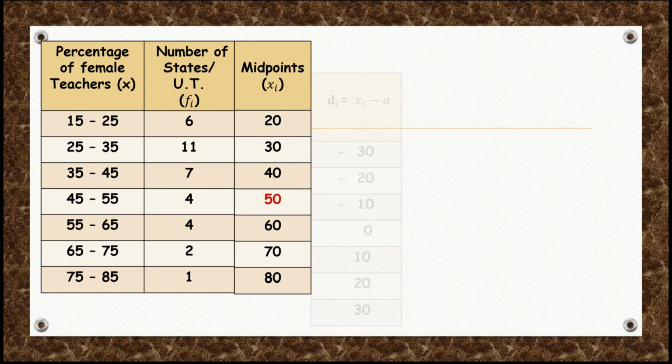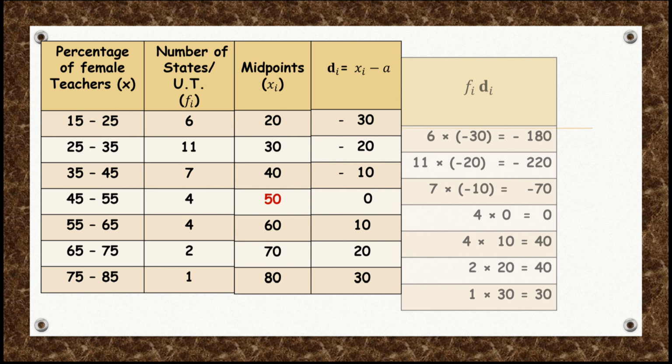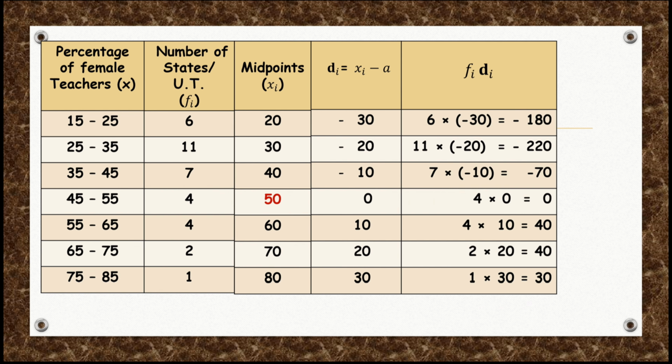Now we have to multiply the frequencies with deviations, that is fi with di. So if you observe, 6 into minus 30, that is minus 180, plus into minus is minus, 11 into minus 20, that is minus 220, 7 into minus 10, that is minus 70, 4 into 0, 0. Similarly, you can calculate the remaining. This will be our new column, that is fi di. Now, find the sum of all frequencies. If you add all the values in the frequency column, you will get 35. That is summation fi is equal to 35.